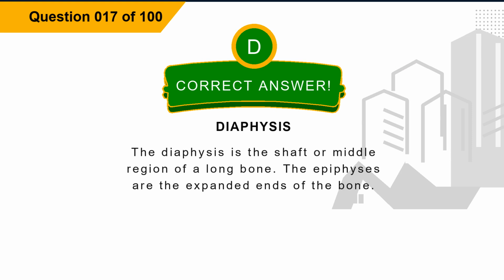Explanation. The diaphysis is the shaft or middle region of a long bone. The epiphyses are the expanded ends of the bone.